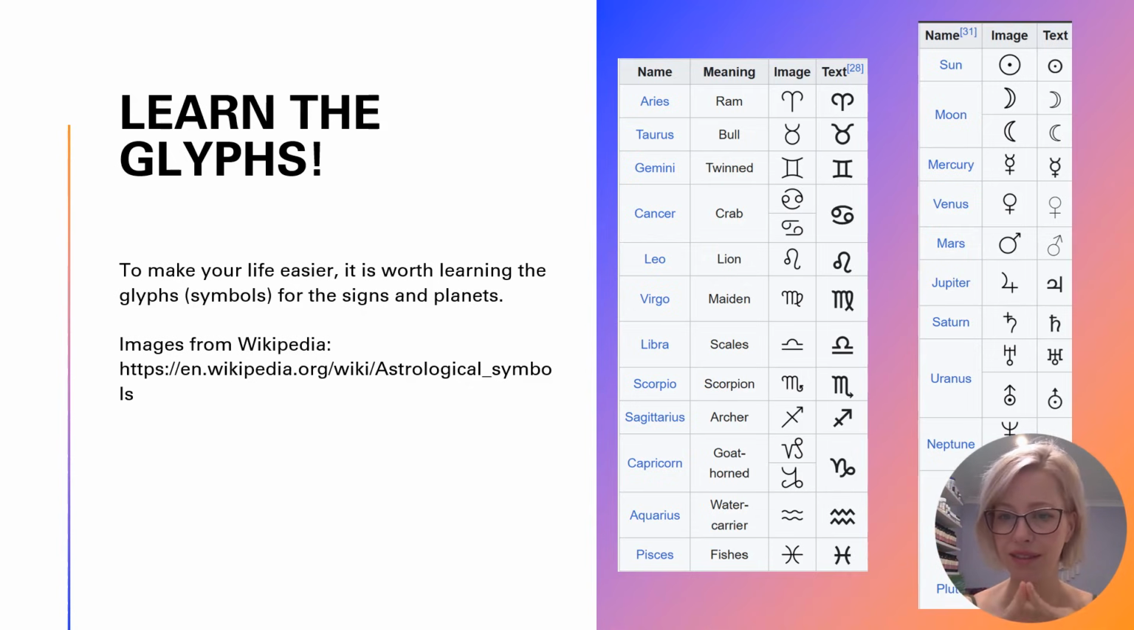Jupiter, Saturn. Uranus kind of looks like a satellite antenna, which is really appropriate for Uranus. Neptune looks like a trident. And Pluto, there's a few symbols, but it often looks like a P for Pluto. It'll just take time and familiarity, but you will learn them.